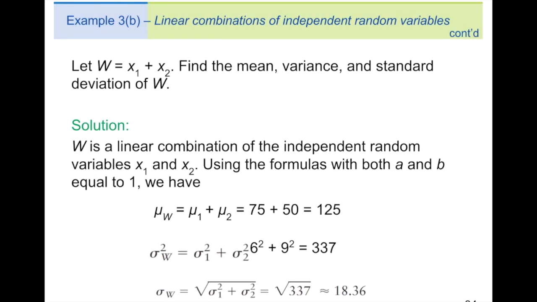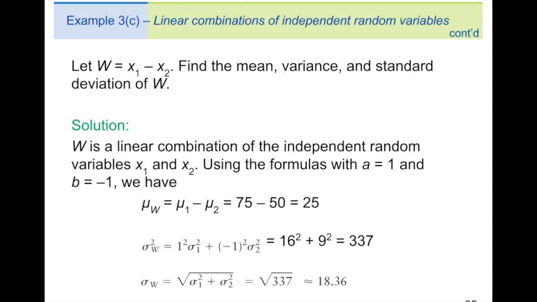Now let w equal x sub 1 plus x sub 2. Find the mean, variance, and standard deviation of w. W is a linear combination of the independent random variables x sub 1 and x sub 2. Using the formulas, both a and b equal 1, because there's no numbers in front of either x sub 1 or x sub 2. So we have, and again, it's just plug and chug for the mean, variance, and standard deviation. Plug them into the formulas for w.